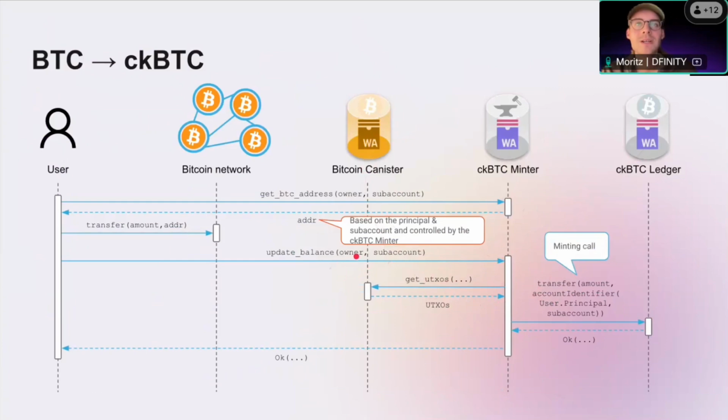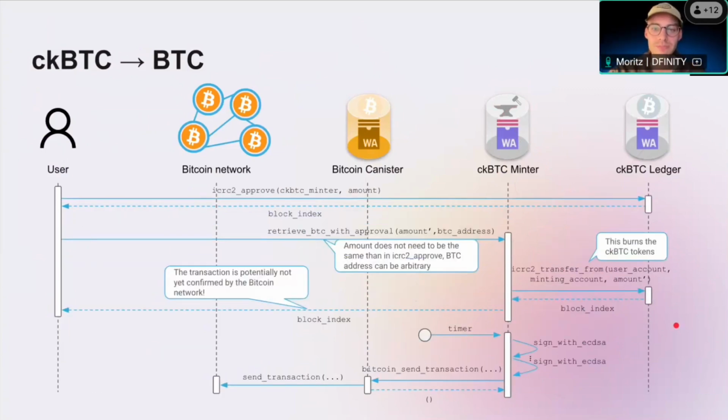We call addresses principals. It checks if there are UTXOs available that it has not yet seen. Of course it filters, because otherwise you could call this 20 times and it would mint ckBTC 20 times. But no, it keeps track of which UTXOs it has already seen and only mints ckBTC for the ones that it has not seen yet. And this is happening here. So if the minter makes a transfer, this is basically the equivalent of a mint. And that's it. Then you have your ckBTC. The ckBTC minter is basically escrowing, or the smart contract holds the Bitcoin, and you in return receive the ckBTC.